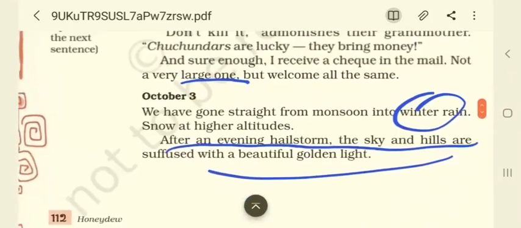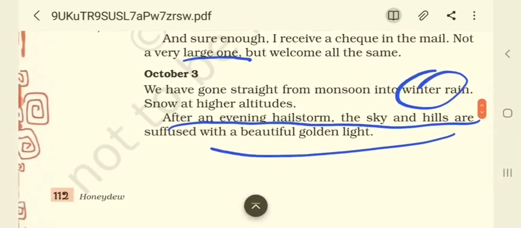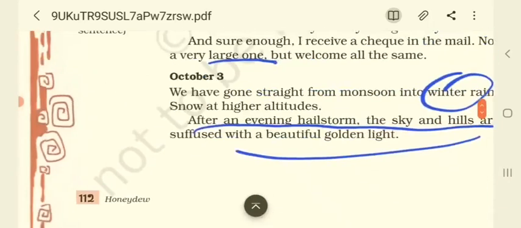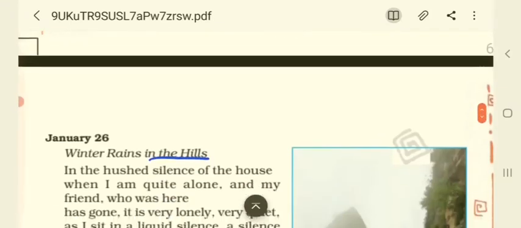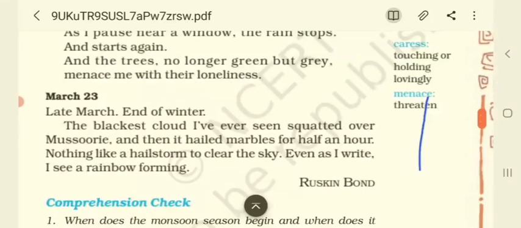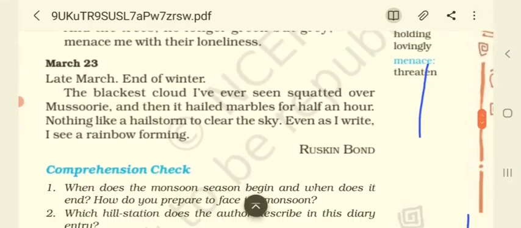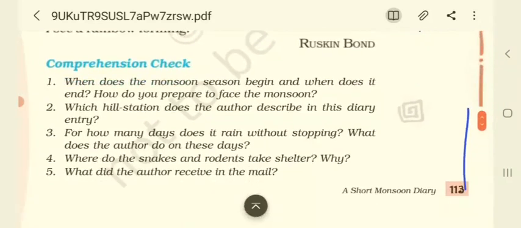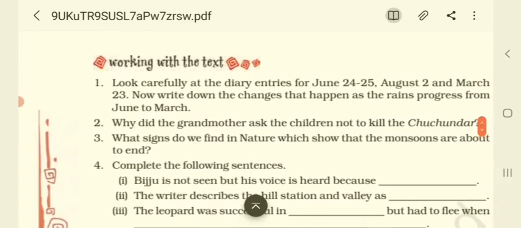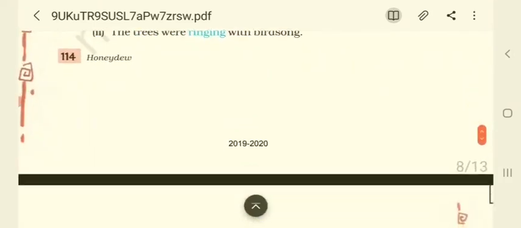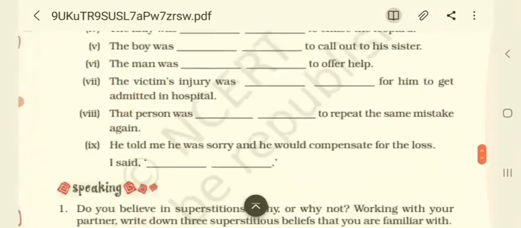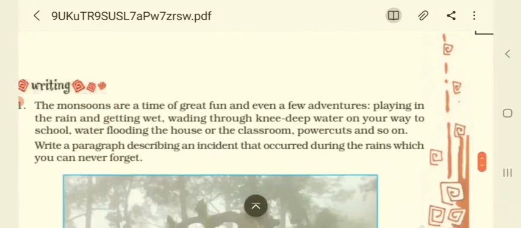And then began a new month called October. No September is mentioned. October 3, October's only one entry is there. Then November and December go missing. We have January 26 when winter rain starts. And then the last entry is of March 23, wherein the end of winter is marked. After that, a few comprehension checks were there. We also took a brief look at working with text, then working with language, right? And then we saw how to fill in the blank using phrases, and then speaking, okay, writing.